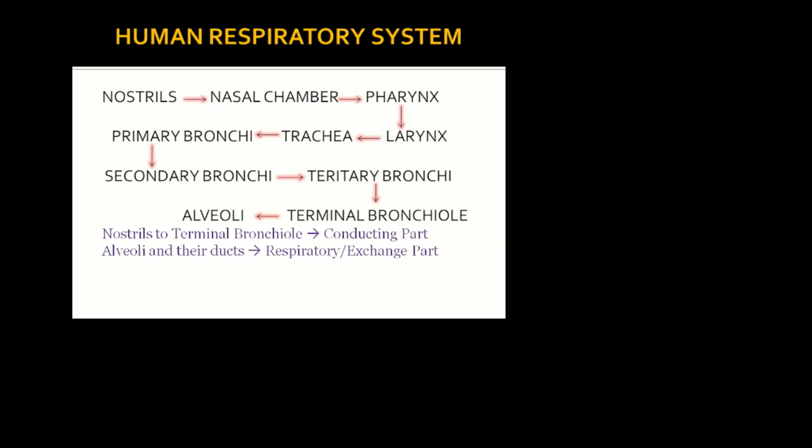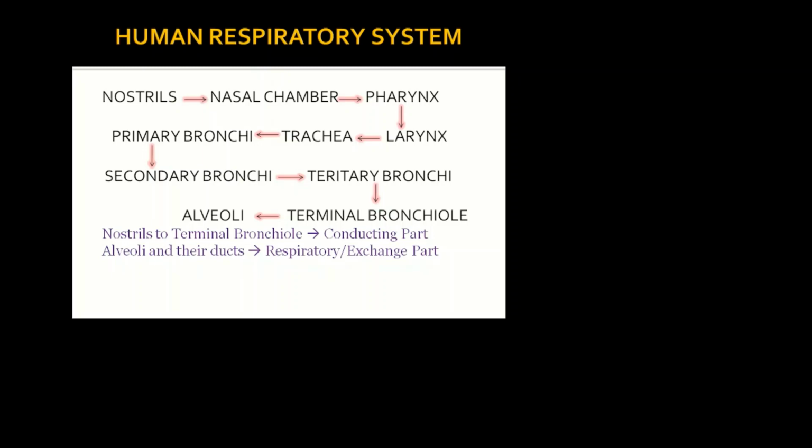Human respiratory system. The passage of air is from nostrils to nasal chamber to pharynx to larynx to trachea to primary bronchi, secondary bronchi, tertiary bronchi, terminal bronchiole, alveoli. Nostrils are the two openings of your nose. The nasal chamber is the space between your nostrils and the pharynx. Pharynx is a common passage for food and air. Larynx is the sound box or Adam's apple.